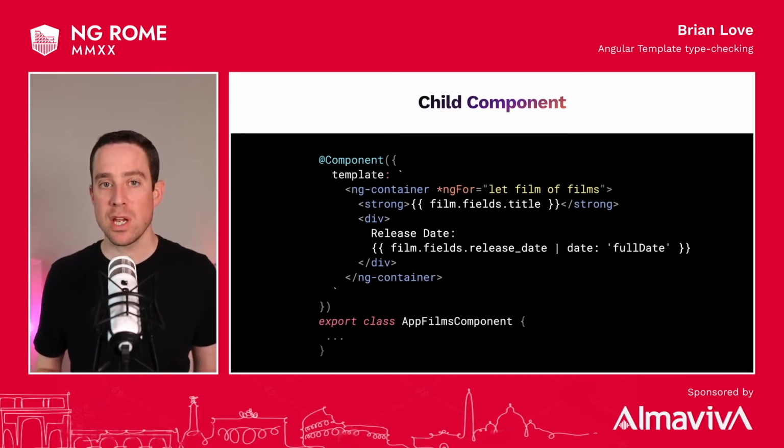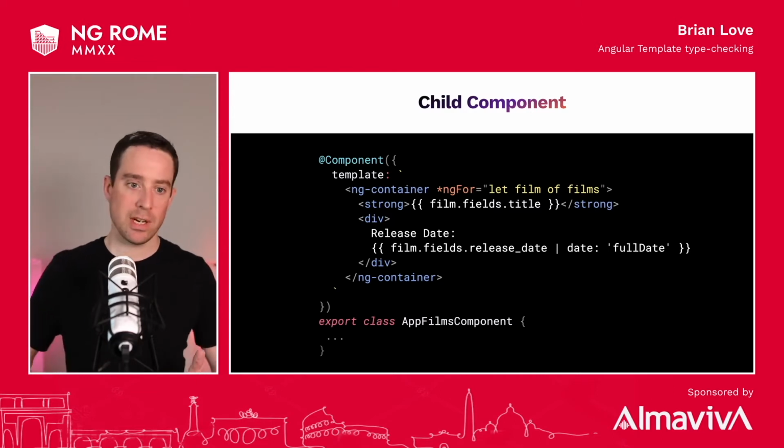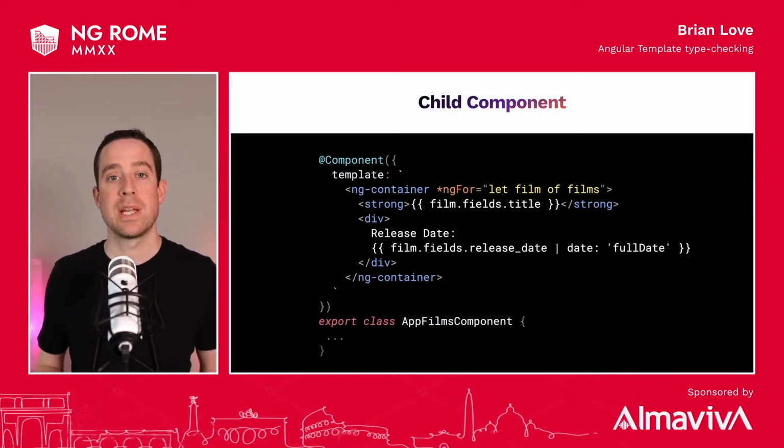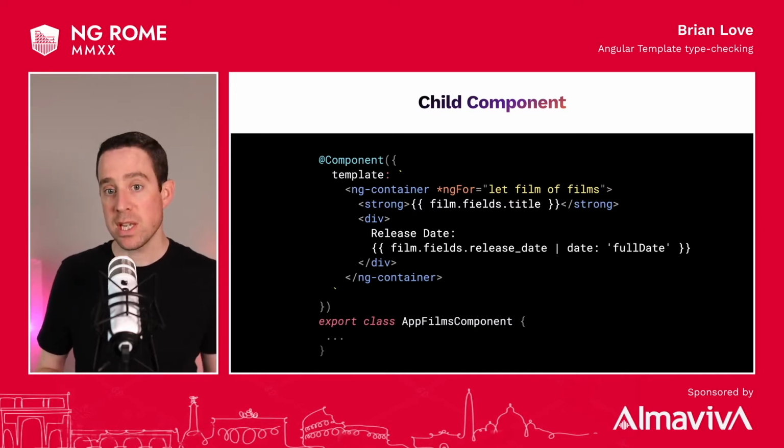Here I'm using an ng-container to iterate over those films. Now there's nothing special about the ng-container. I could have used a div or something like that. And I'm using that ngFor structural directive, iterating over the films and outputting the film's title along with the release date. For the release date, I'm also using the date pipe in order to format it.